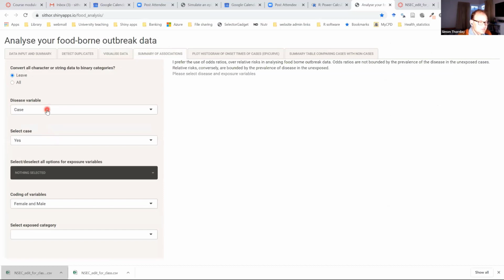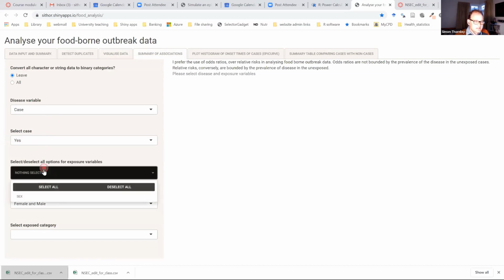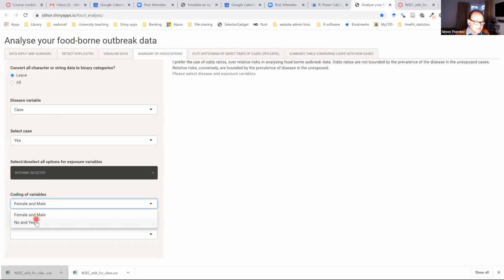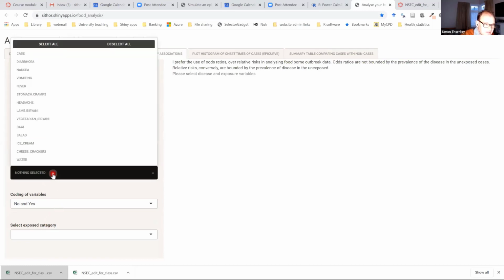And so the case variable, we want to select the case as yes. And for the exposure variables, we've got to select the appropriate coding. The computer's a bit dumb. It's just picked up the character variables. It's obviously not male and female, but no and yes kind of makes sense. And that switches on all the variables that are no and yes.